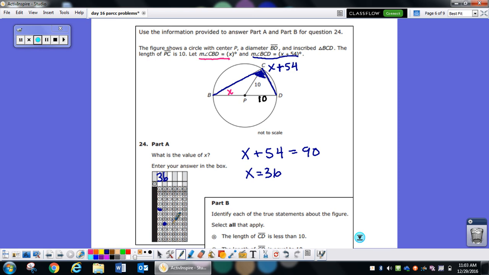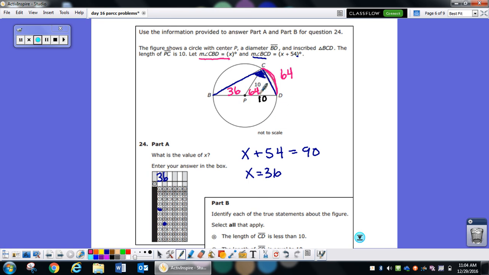Alright, so what I would do first is, we now know that x is 36, so I'm going to replace the x with the 36. And that's an inscribed angle, so you know the arc that it makes is 2 times that. So this arc is 64. Okay? The central angle right here is 64 degrees.